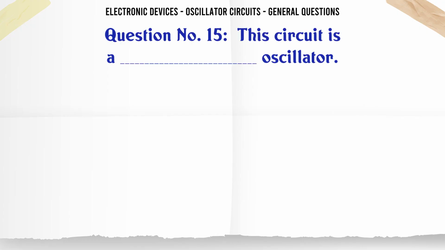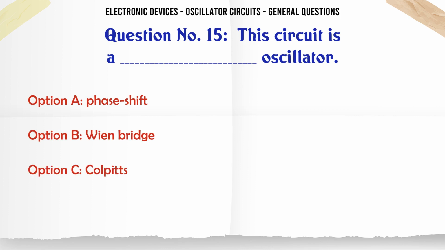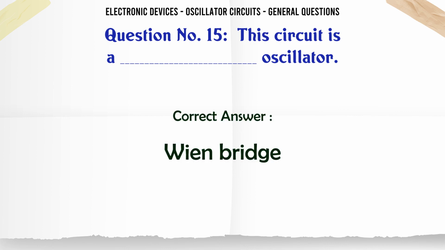This circuit is a oscillator. A: phase shift. B: Wien bridge. C: Colpitts. D: Hartley. The correct answer is Wien bridge.